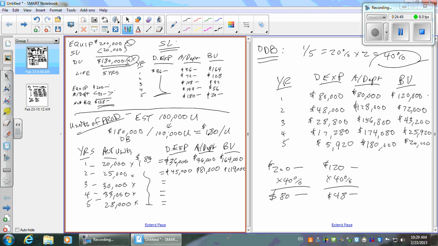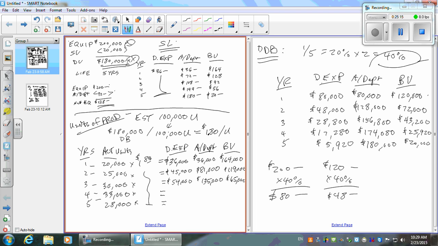Fantastic. Then 30,000, right? 30,000 times $1.80. How much is that? 54,000. Debit depreciation expense, credit accumulated depreciation, right? How much will we have in accumulated depreciation now? 135. Take that away from the 200 cost, right? What do we have left to go? 65. When do we want to be sure and stop? 20. We get to 20. Okay, so we got a ways to go still.